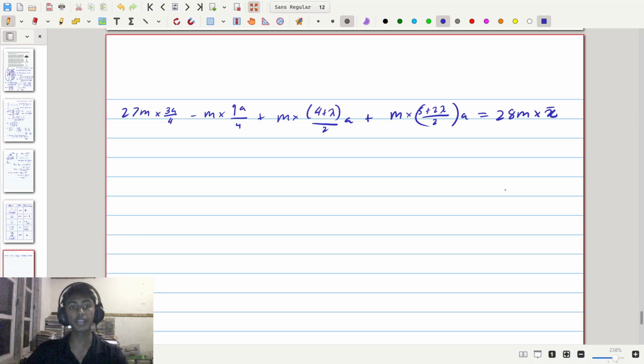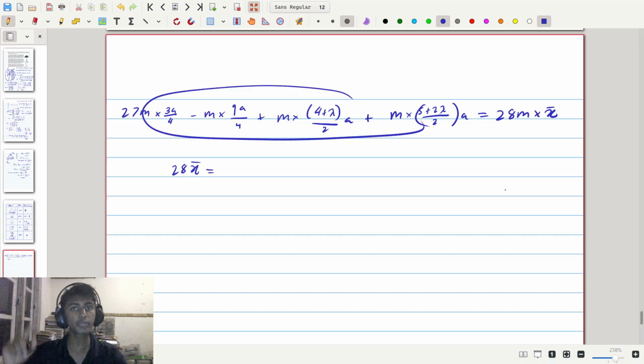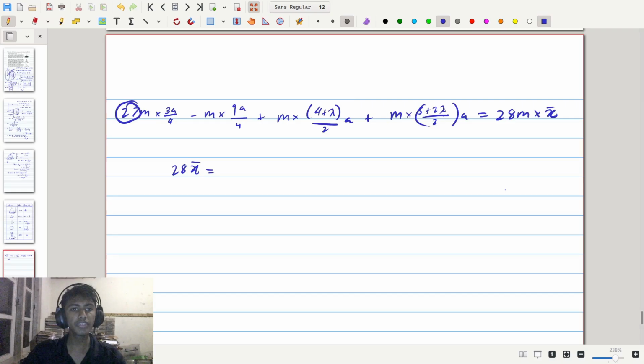Considering this, everything has an m in it, so we can cancel all the m's out, and then we can take the 28 to the other side. Actually, we'll leave it as 28 x bar for now, and we'll simplify everything, and then we'll take the 28 to the other side. So here, considering what we have, 27 times 3 over 4, we have a total of 81a over 4. Then we have minus 9a over 4.